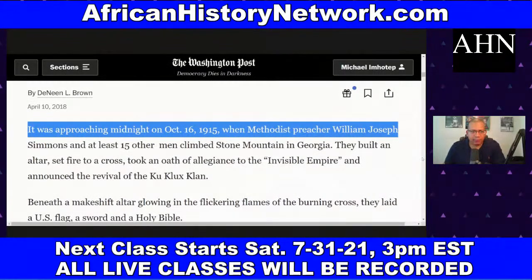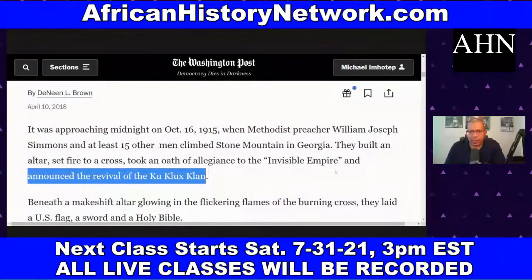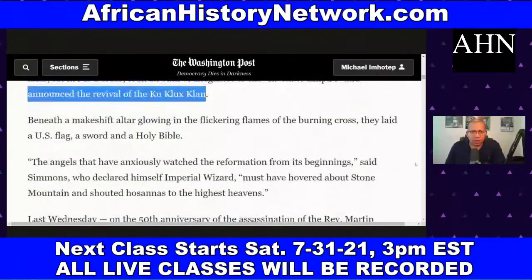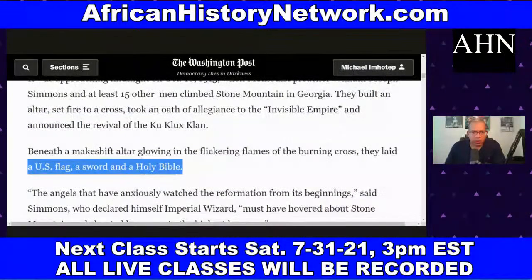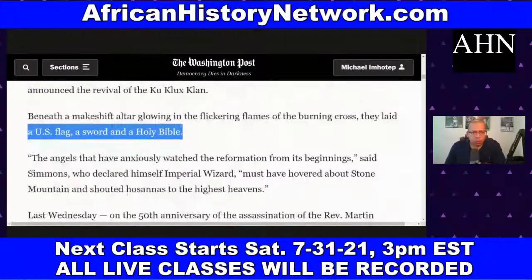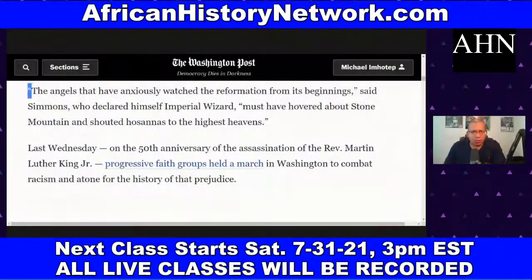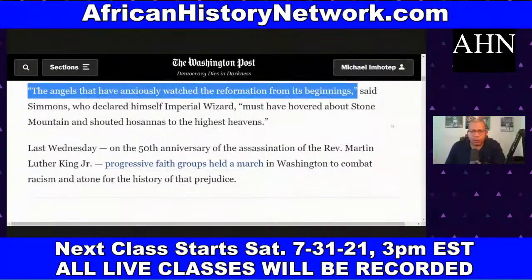They built an altar, set fire to a cross, took an oath of allegiance to the invisible empire, and announced the revival of the Ku Klux Klan. They had a revival meeting, good old time religion. Beneath a makeshift altar, glowing in the flickering flames of the burning cross, they laid a U.S. flag, a sword, and a holy Bible. Quote, the angels that have anxiously watched the Reformation from its beginnings, said the Reverend William Joseph Simmons, who declared himself imperial wizard, quote, must have hovered about Stone Mountain and shouted hosannas to the highest heavens, end quote.